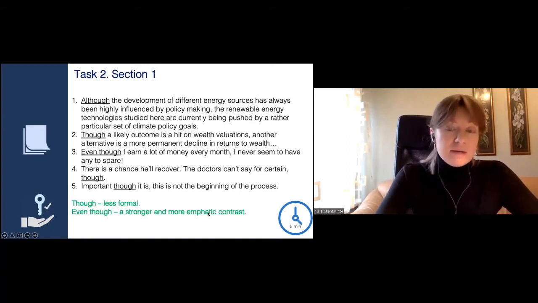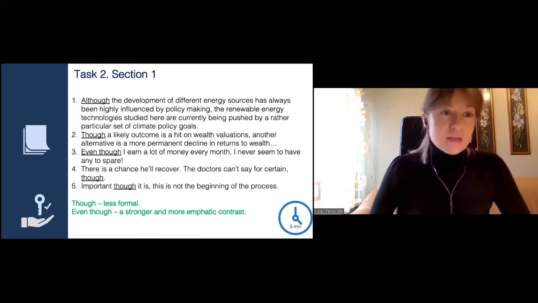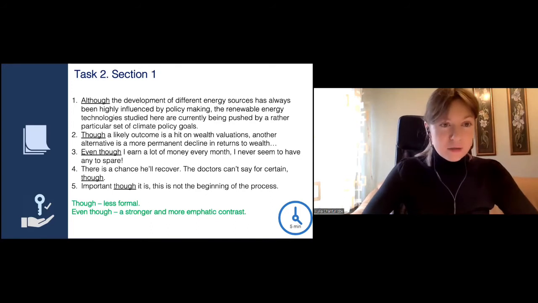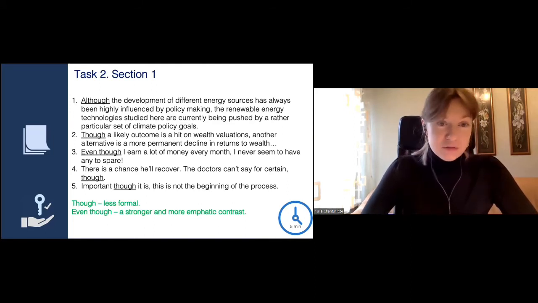Even though is the strongest one, the most emphatic one. And as a result, we don't use it in academic writing. In academic writing, we are not very emphatic, we're not very emotional. Therefore, keep even though for your oral informal speech, but not for academic writing.